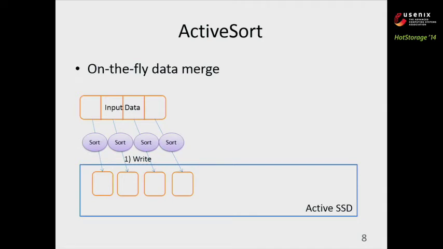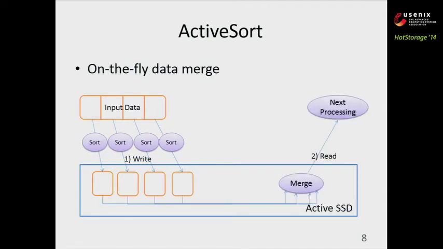However, in active sort, the merge function is executed inside of the SSD as an offloading function and generates the result on the fly when the request from the next process arrives. By doing this, we can remove the extra data transfer to write the result compared to traditional external sorting. Even if the page cache is used, active sort can replace the amount of write with read.